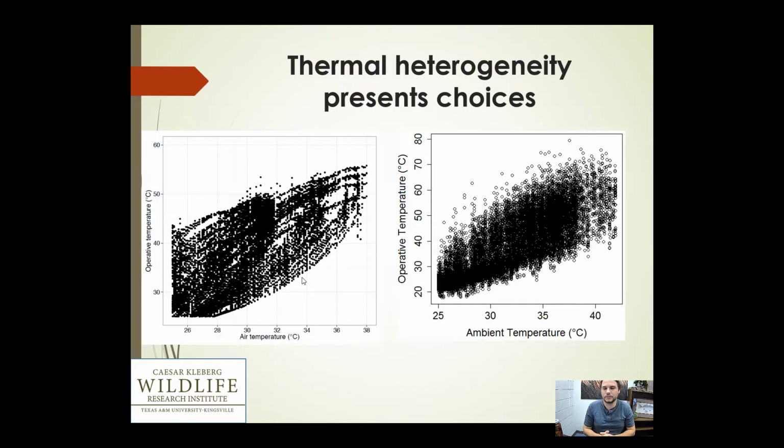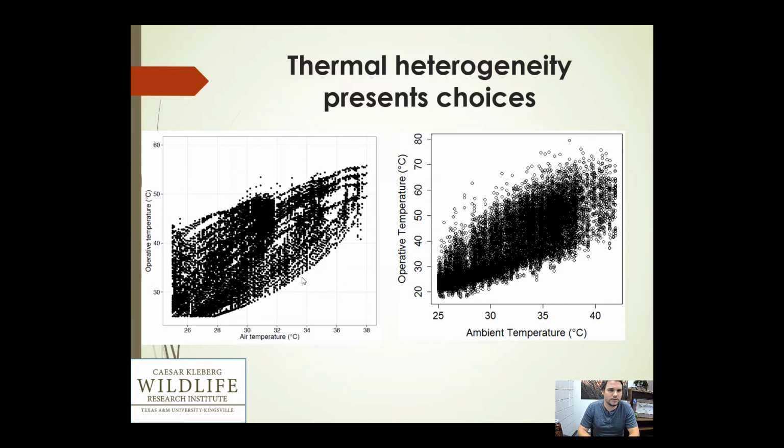Well, one way we do this is by looking at something called operative temperature or black globe temperature. Operative temperature is essentially a measure of temperature for a black body. A black body is, of course, a perfect absorber of radiant energy, and so it incorporates things like radiant heat from solar radiation, convective heating and cooling related to the wind, and of course the influence of ambient temperature.